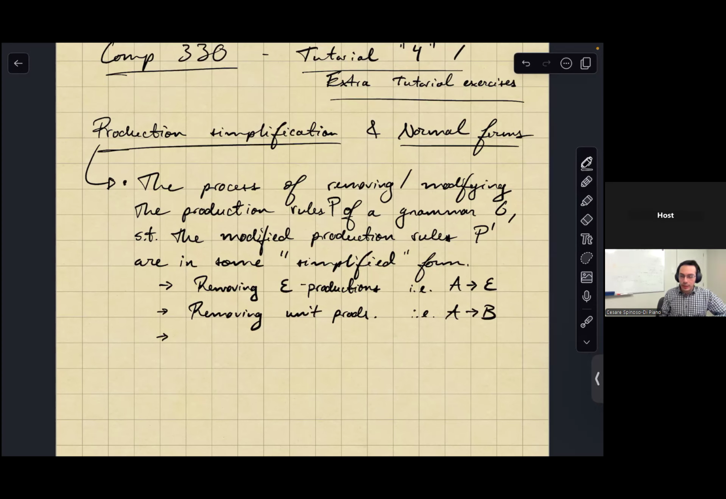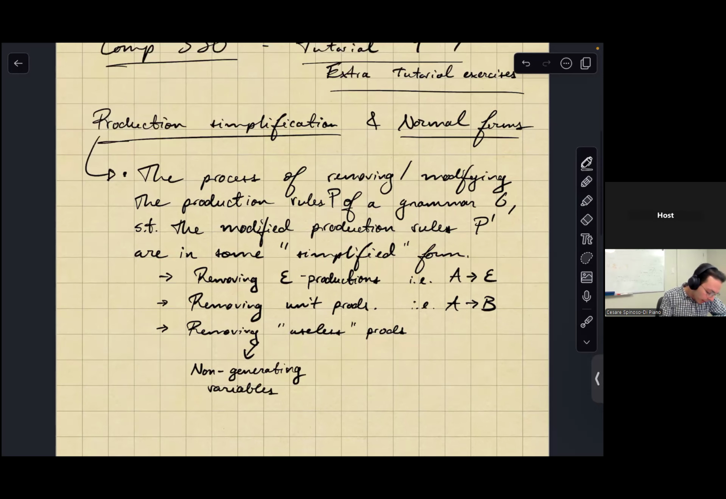And the last kind of thing is we'll be removing what I like to call useless productions. There are a few types of useless productions that we'll be removing. The first one is what I would call non-generating productions, or really variables.